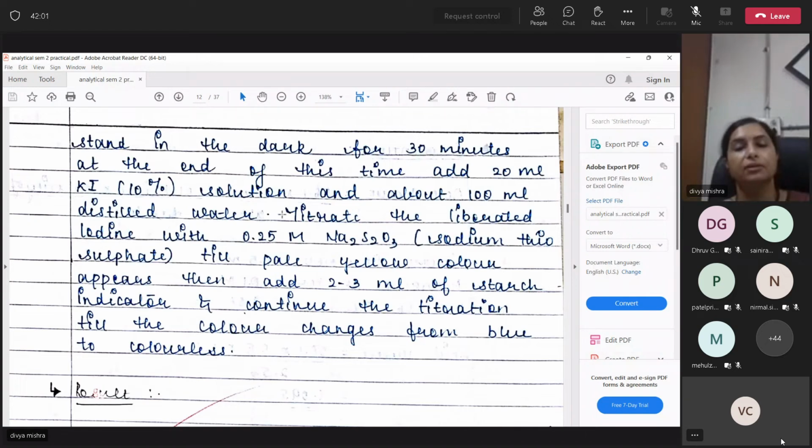Then we will perform the titration of the liberated iodine using 0.25 molar sodium thiosulfate. Like I said, we will add this until we get a pale yellow color. Afterward, we will add 2-3 ml of starch indicator and then continue the titration. So our color change will be from blue to colorless.